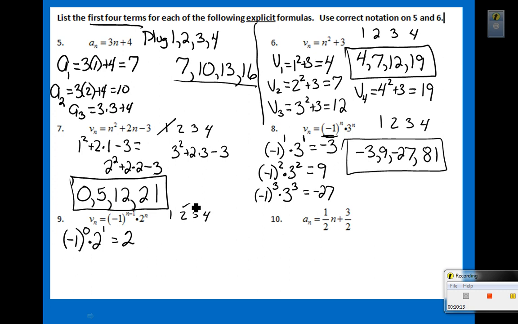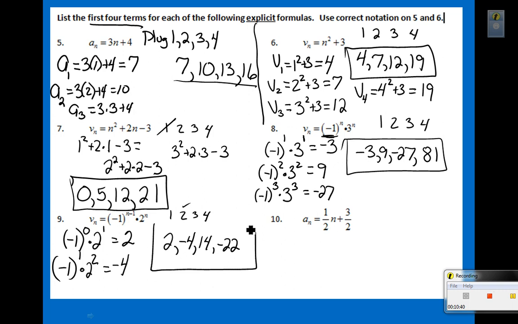Now let's pick on a 2. Negative 1 to the 2 minus 1 is 1 times 2 squared. When I did that, I got negative 4. And then I'll do the same thing for 3 and 4. So my sequence looks like 2 comma, negative 4 comma, and then if I plug in 3, I'm going to get 14 and negative 22. So that's all there is to it.